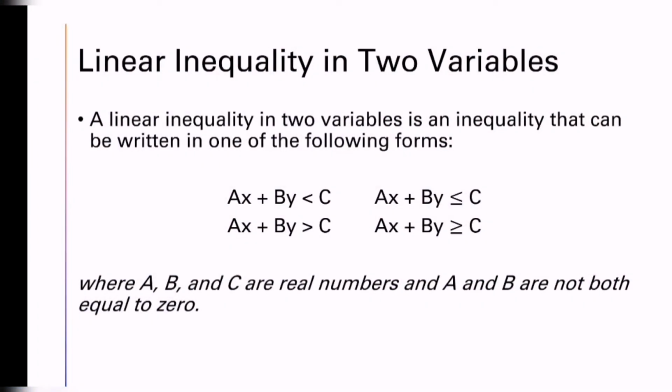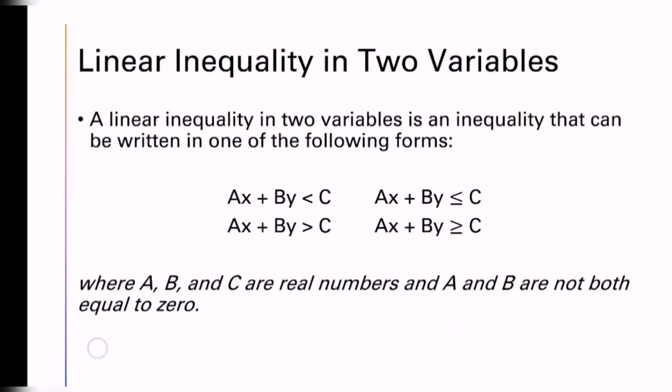Nakaraang linggo, pinag-aralan natin base doon sa inyong naka-receive na activity sheet kung ano nga ba ang linear inequality in two variables. So ang sinasabi, a linear inequality in two variables is an inequality that can be written in the following form. So una, it can be written as ax plus by less than c or ax plus by greater than c. Maaari din namang isulat sa ax plus by less than or equal to c or ax plus by greater than or equal to c.